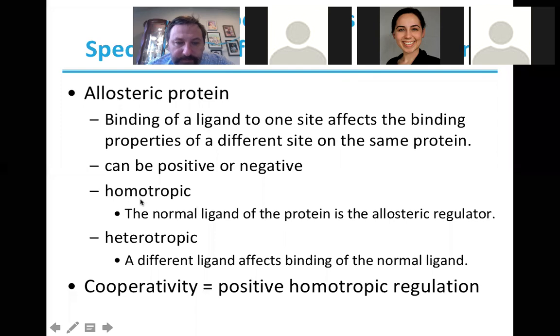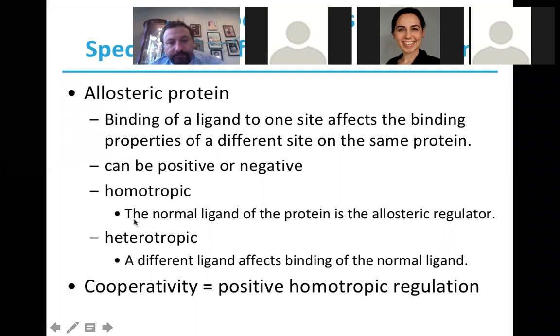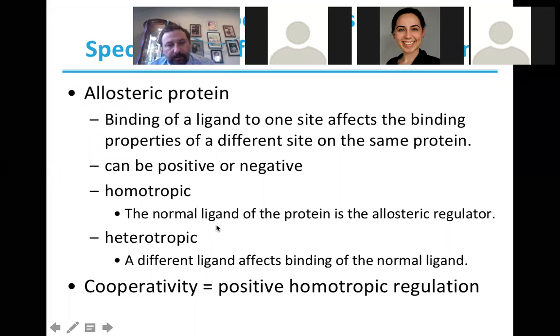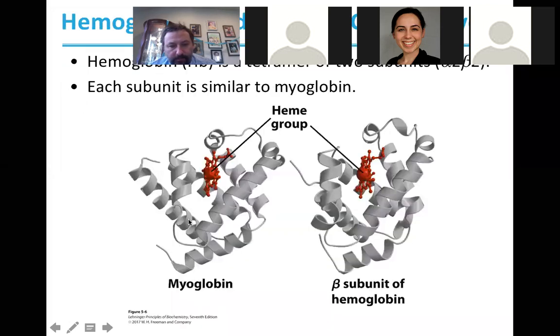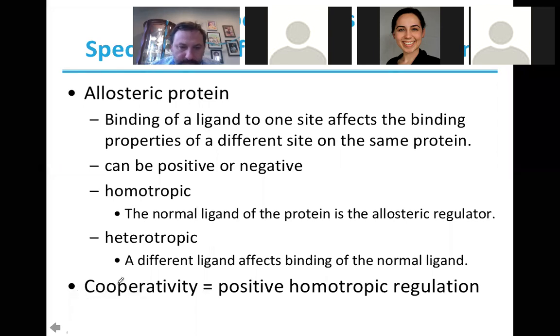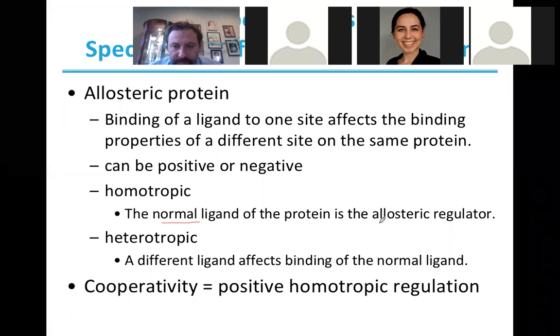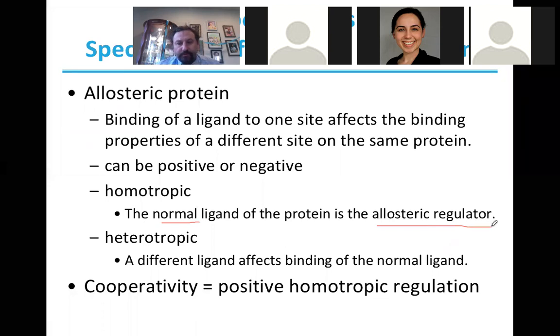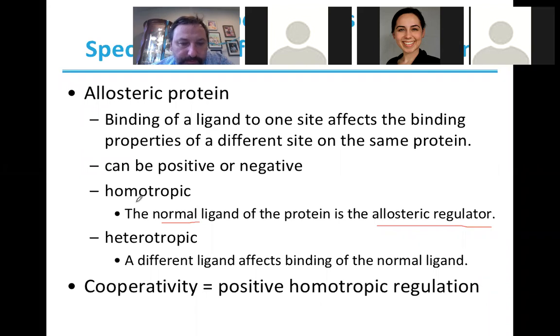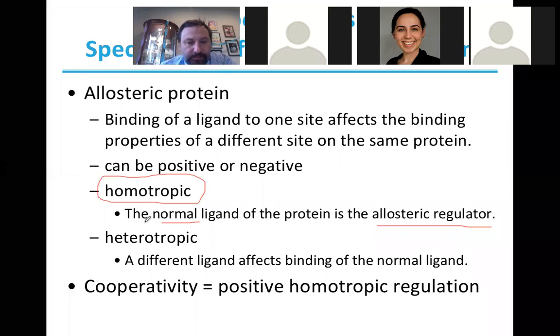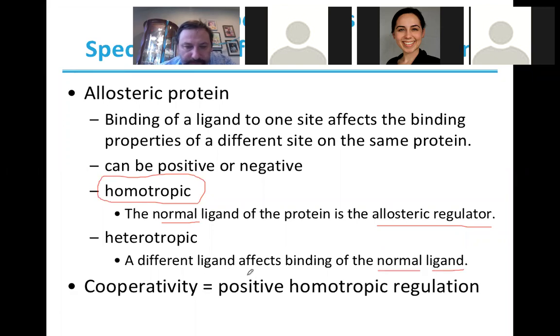It can be homotropic, right? Here we'll talk about it in the context of hemoglobin. Obviously, oxygen is going to be a normal ligand, but oxygen can also be an allosteric regulator. So it's both. These kinds of allosteric proteins are known as homotropic. But there's also heterotropic, and we'll see an example of that, where we have a normal ligand, but our regulator is going to be a different ligand. So cooperativity is a special case of allosteric regulation, specifically positive homotropic regulation. Okay, so that's the definition of cooperativity.